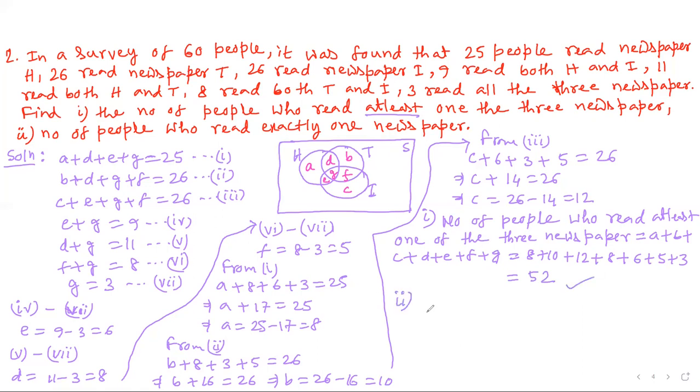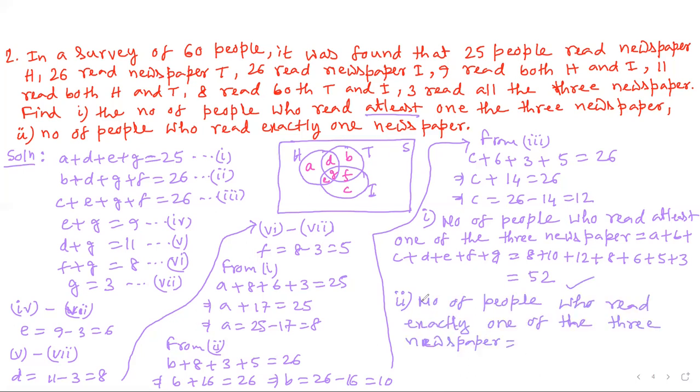Now coming to part 2. In part 2, you have to calculate the number of people who read exactly one of the three newspapers. If you see the Venn diagram, exactly one newspaper means only H part, only T part and only I part. Only H part is A, only T is B and only newspaper I means C.